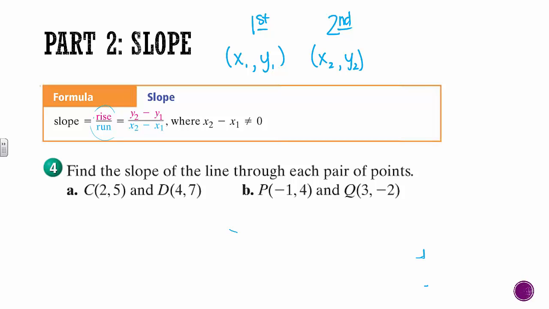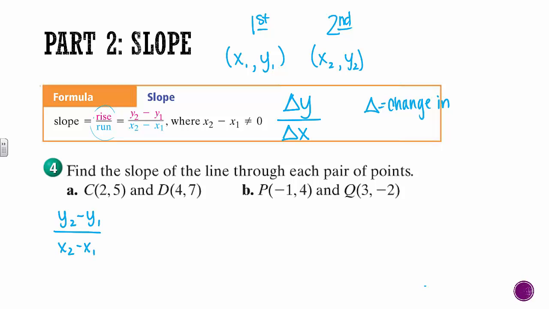Now remember, we can also write slope as change in y divided by change in x. And remember that little triangle means change in. So let's find the slope: y2 minus y1 over x2 minus x1.